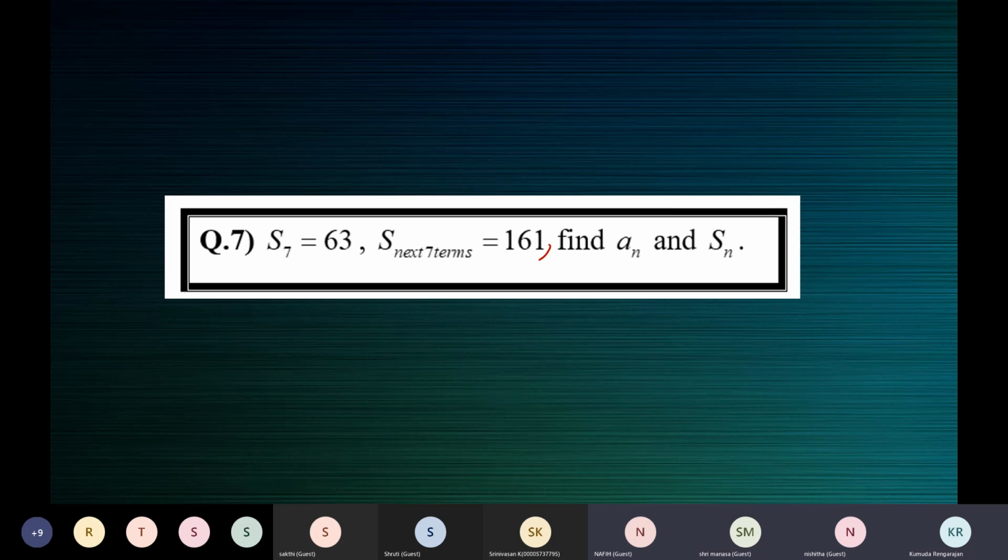To find An and Sn, we need the values of a and d. Once you find a and d, in a plus n minus 1 into d, use a and d and find the expression for An. And for Sn, n by 2 into 2a plus n minus 1 into d, substitute the values of a and d and find Sn.